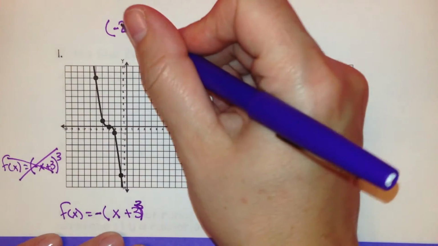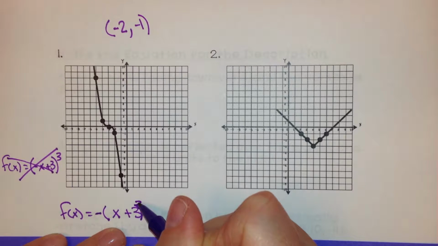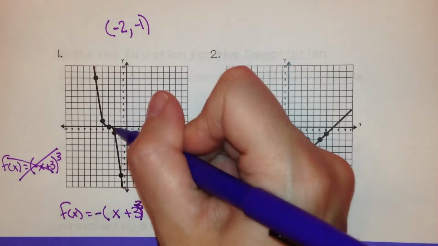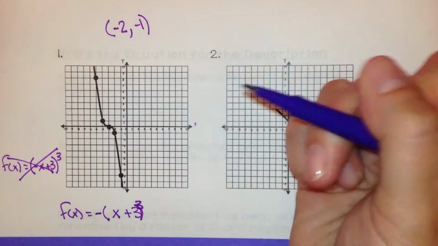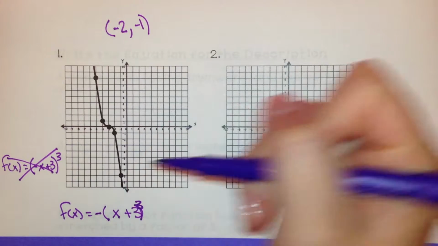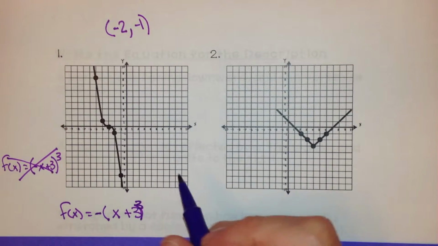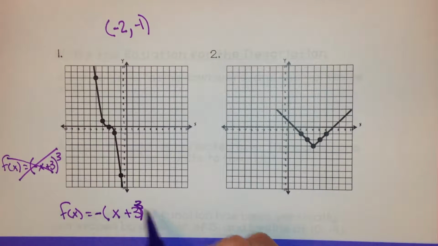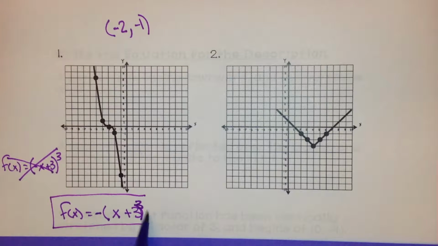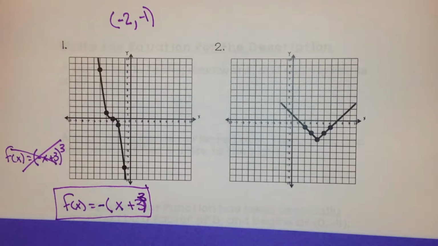Okay, I'm going to double check. Plug in negative 2. Negative 2 plus 3 is 1. 1 cubed, 1 times 1 times 1 is 1, and it makes it negative, so it is negative 1. Yep. I'm going to do one more just to make sure. Plug in negative 1, and I should get out negative 8. Negative 1 plus 3 is 2. 2 cubed, 2 times 2 times 2 is 8, and it's negative. Yes, it does work, so this is my answer. So sometimes it takes a little while. Try a couple of different things.